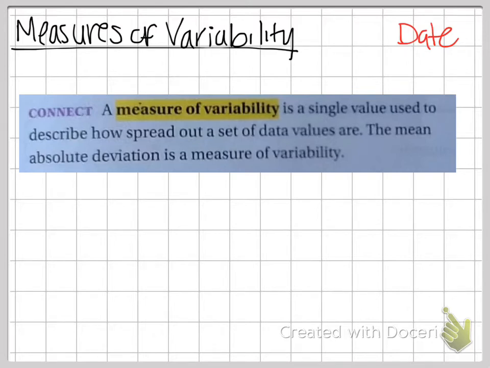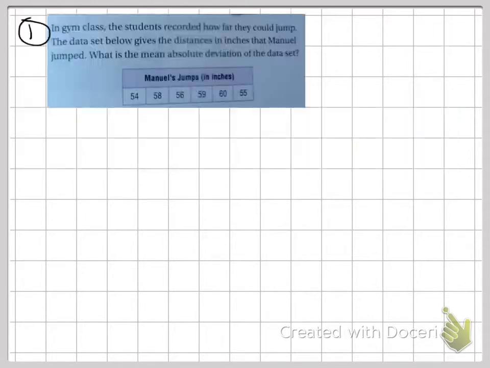The mean absolute deviation is a measure of variability, and we took a look at mean absolute deviation in the last lesson. So this first problem is a review problem. In gym class, the students recorded how far they could jump. The data set below gives the distances in inches that Manuel jumped. What is the mean absolute deviation of the data set?